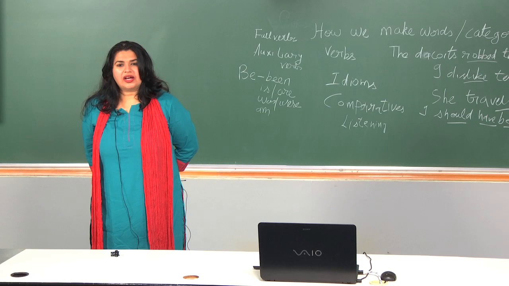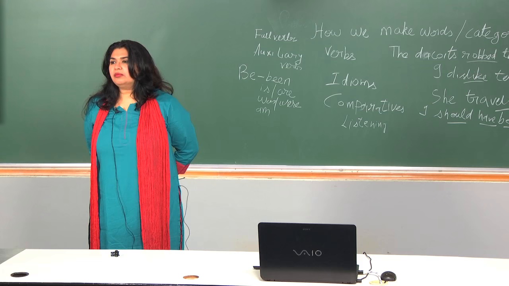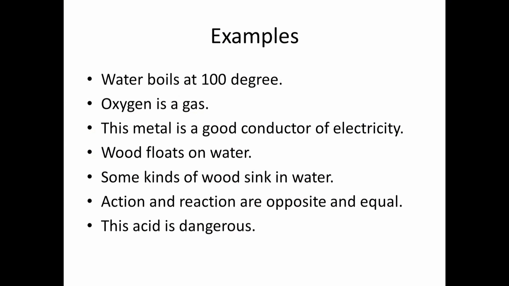So, let's go through these sentences again. Water boils at 100 degrees. Main verb is boils. Oxygen is a gas. Main verb is. It's a B form of auxiliary, so here it acts as a full verb. This metal is a good conductor of electricity.